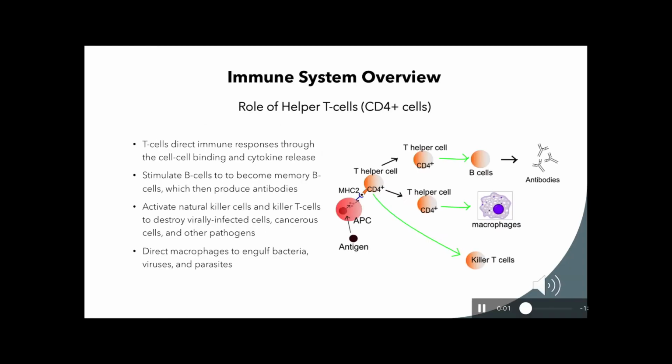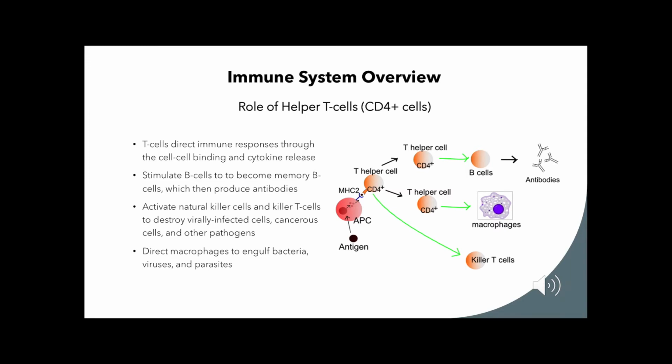So I just wanted to do a quick overview of the immune system, just because it's pretty integral to understanding how HIV works in the body. So HIV mainly affects helper T cells, also known as CD4 cells, and these are integral to the functioning of the immune system. T cells pretty much act as directors of the immune system. They communicate with other immune cells through cell-to-cell binding and cytokine release.